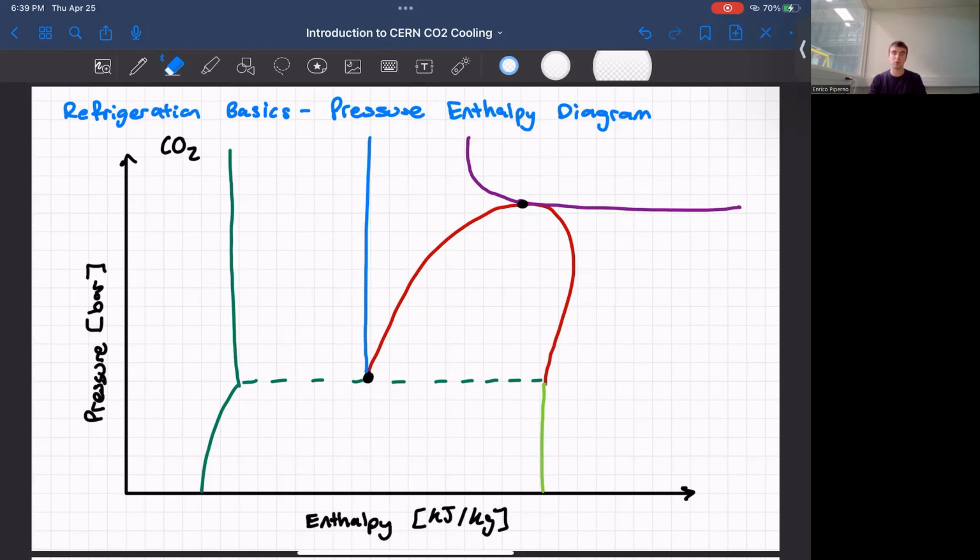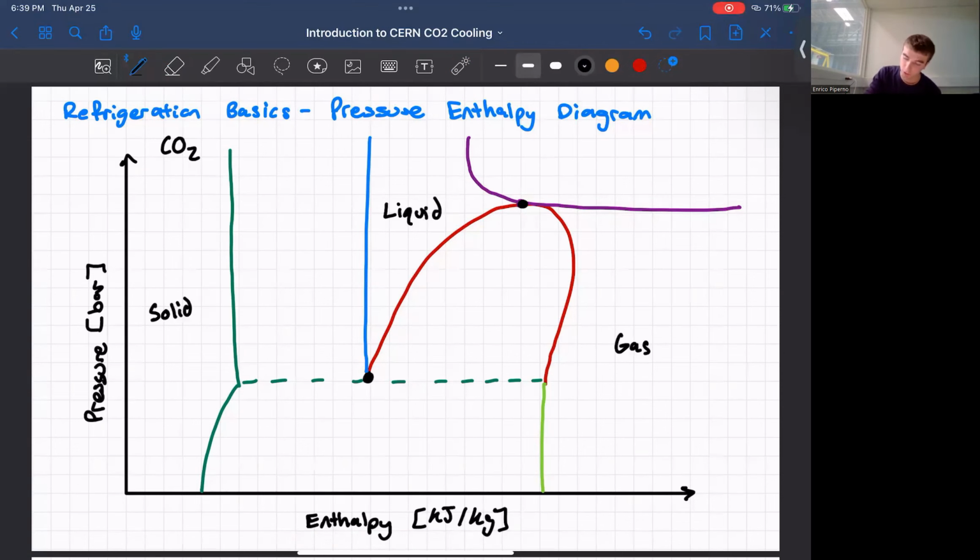So to become familiar with refrigeration, you'll have to know the pressure-enthalpy diagrams. And this pressure-enthalpy diagram that we're sketching is for CO2. Enthalpy can be thought of as the heat or energy of the refrigerant. So the pressure-enthalpy diagram divides the refrigerant into different phases. This leftmost region is the solid phase. In the middle region, we have liquid. And to the right, we have gas. This upper right region is known as supercritical.